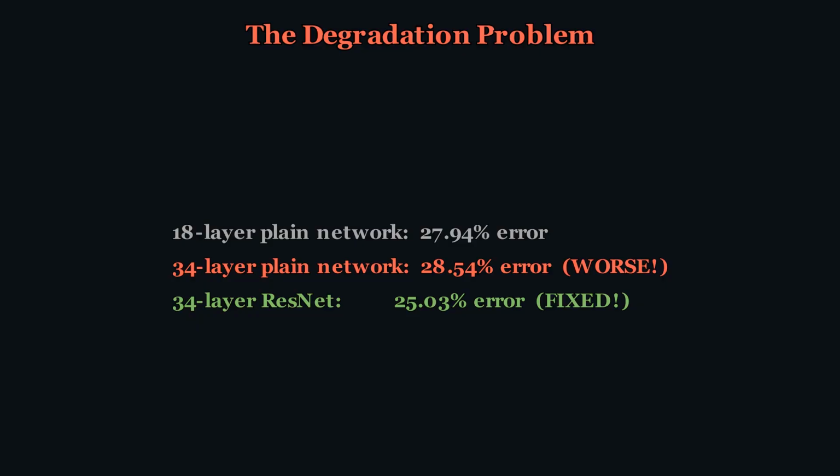Before ResNets, deeper networks actually performed worse. A 34-layer plain network had higher error than an 18-layer one. ResNet fixed this completely. He and colleagues pushed all the way to 152 layers, winning the 2015 ImageNet competition with just 3.57% top 5 error.